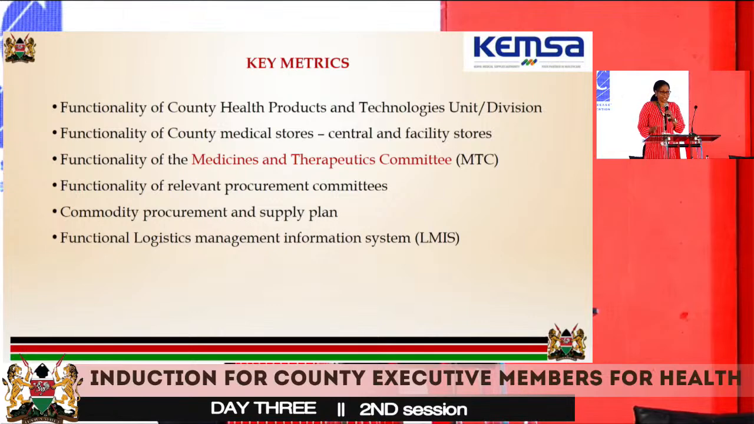So if we can support these structures, then I think we'll be able to work better, have commodities in good time, and be able even to manage those accounts with KEMSA and other suppliers. And then a commodity procurement and supply plan.